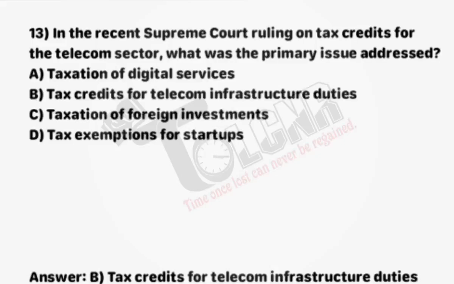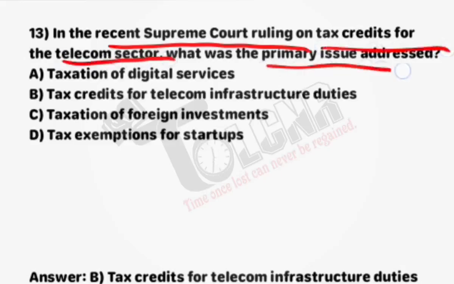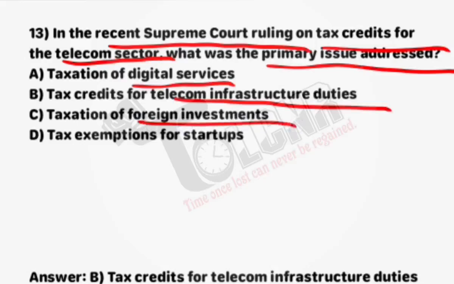Next question is, in the recent Supreme Court ruling on tax credit for the telecom sector, what was the primary issue addressed? First option, taxation of digital services. Option B, tax credits for telecom infrastructure duties. Option C, taxation of foreign investment. And option D, tax exemption from startups. Option B is correct, tax credit for telecom infrastructure duties.